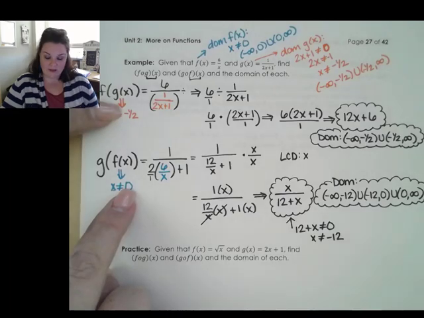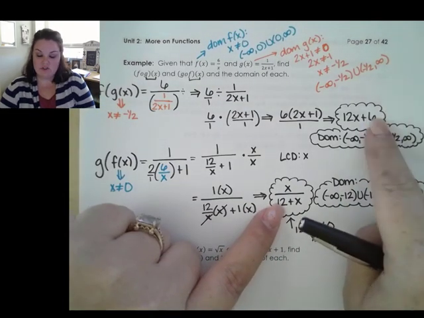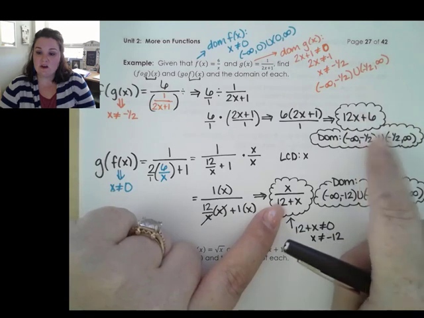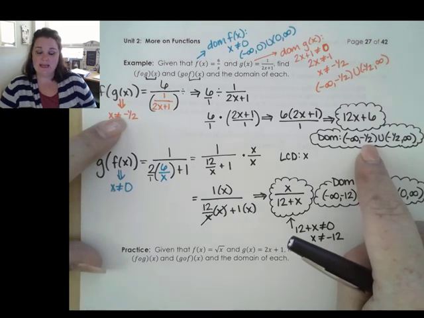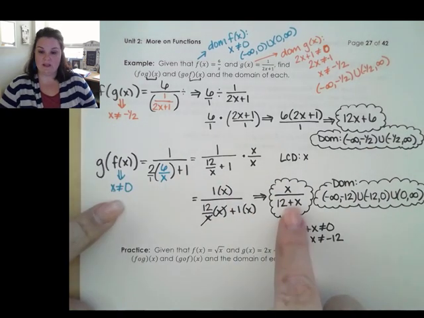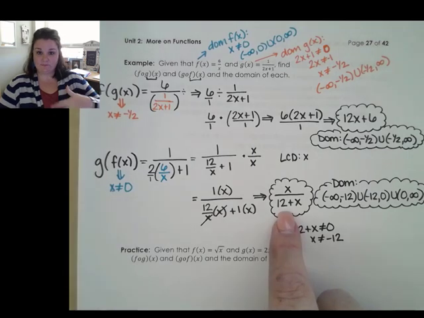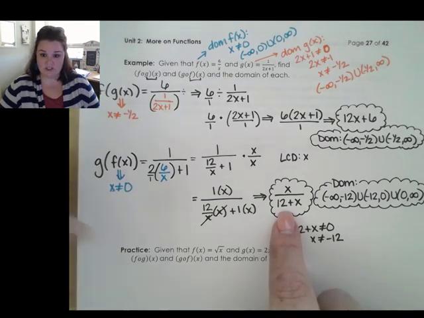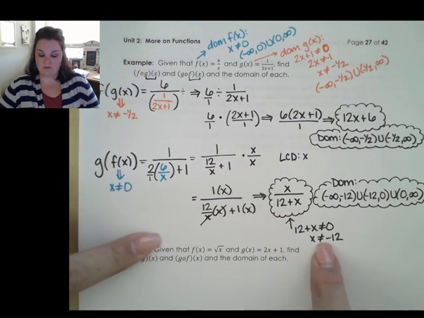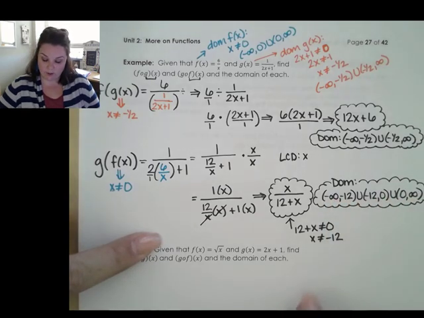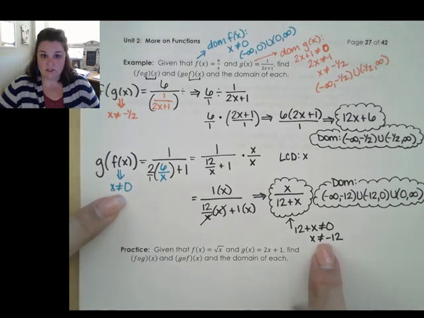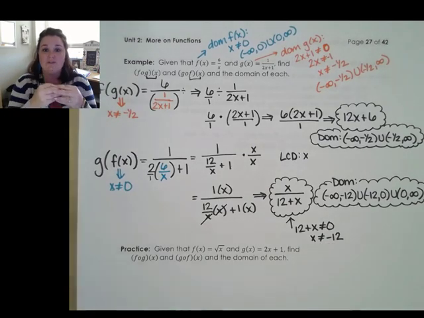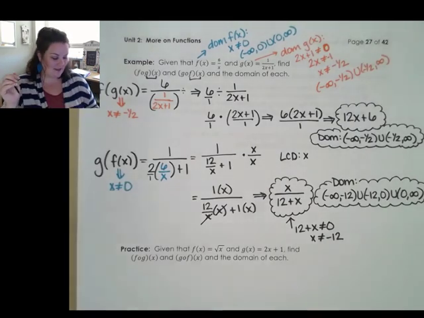Once we have it worked out, if there's no new restrictions, then our domain for this new function is just whatever the domain was of that original innermost function. If, when we work it all out like this one, we got something that has additional restrictions, like here x can't be negative 12, then our domain is the combination of our new restriction and our original restriction. So we take the most restrictive combination of the two.